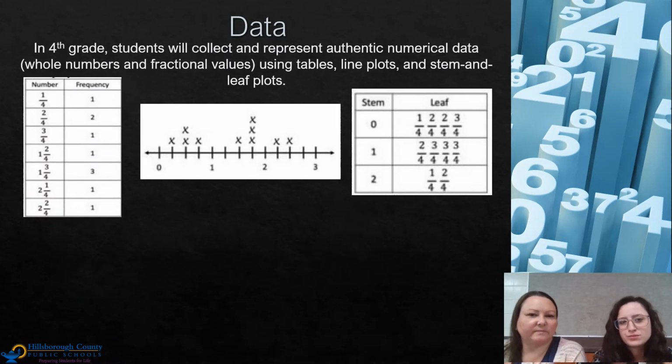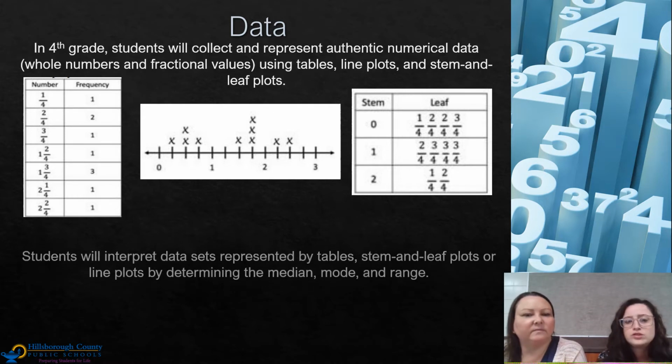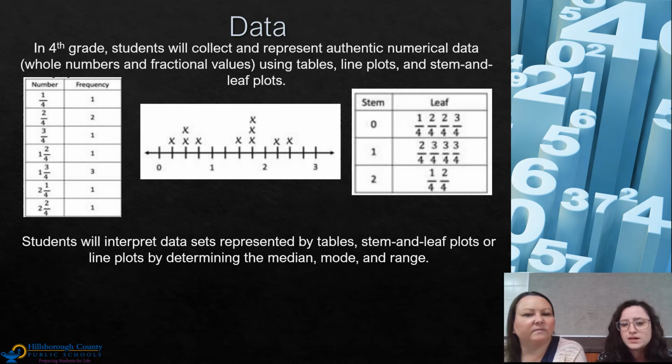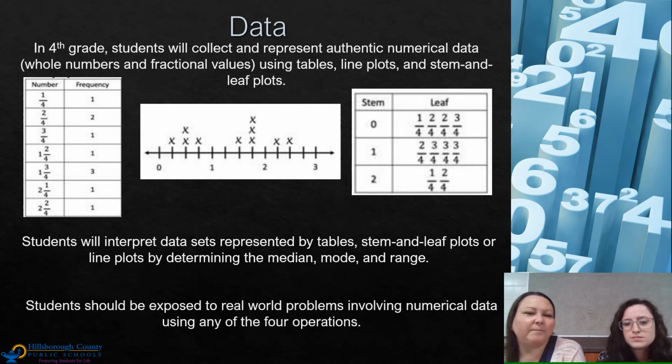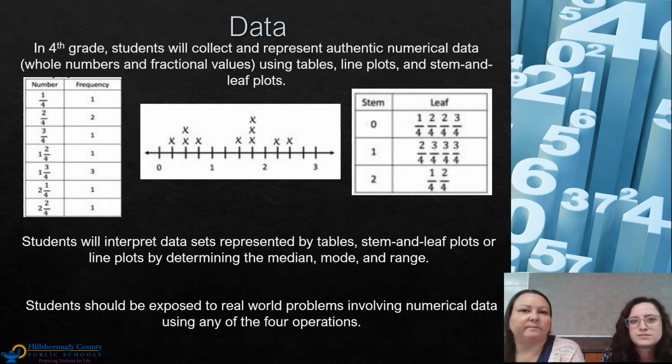So as we talked about before, in 4th grade, students are going to be collecting and representing authentic numerical data, which includes those whole numbers and fraction values using the different representations you see on the screen. So it could be a table, it could be a line plot, or even a stem and leaf plot. Students will interpret the data sets represented by the things shown above by determining the median, the mode, and the range. And then I'm seeing at the bottom too that it might be a real world problem that led them to using that information to solve. Right, and they can use any of the 4 operations for those real world problems.